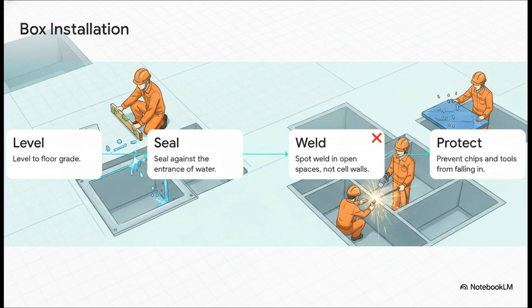Third, ensure electrical continuity. If you spot weld, you must do it in the open spaces between cells, never to the cell walls themselves, otherwise you'll burn a hole right through the thin metal. And finally, when you are cutting into the floor, you have to prevent metal chips and tools from falling in. A sharp metal shaving left inside a cell will slice right through your conductor insulation when you pull the wire.